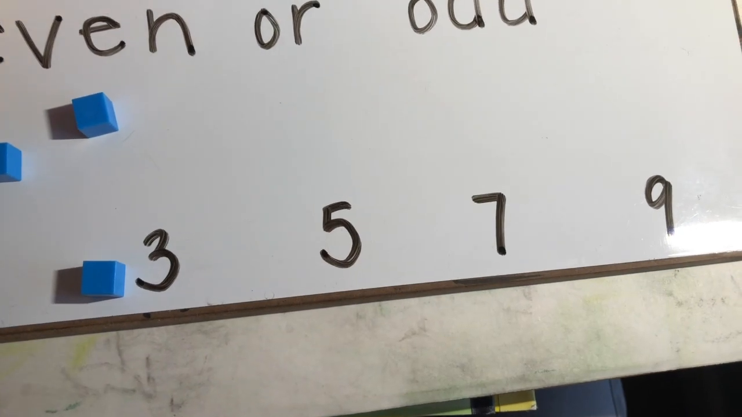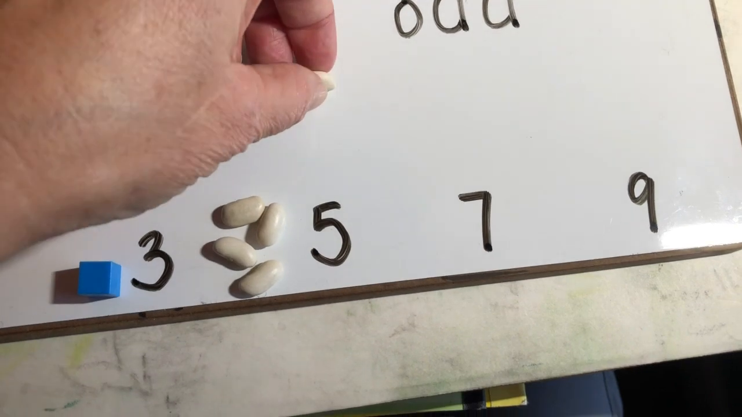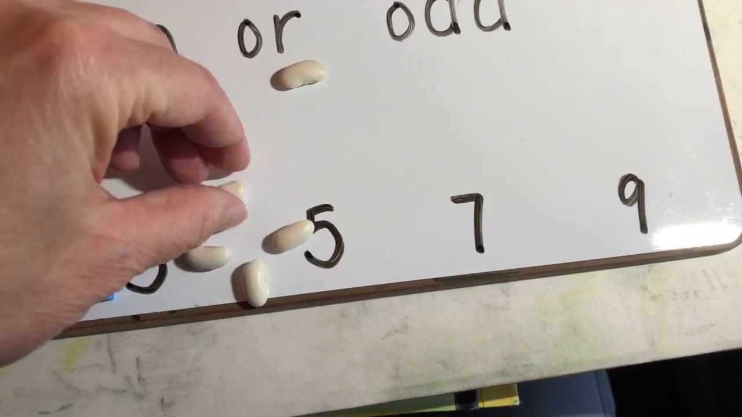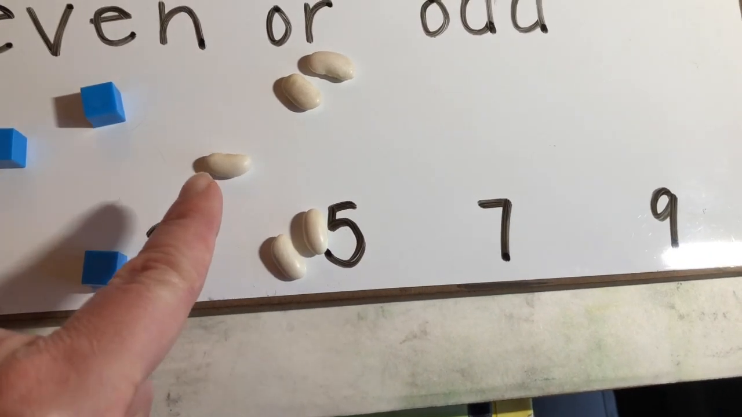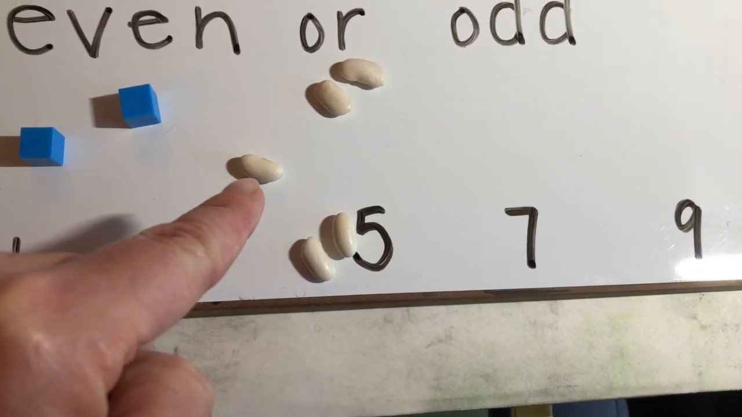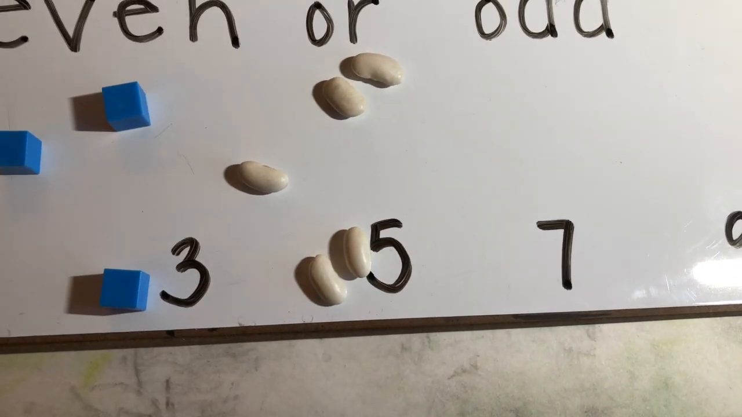All right, now I'm going to try it with 5. All right. 1 for you, 1 for me, 1 for you, 1 for me. Oh, there's a leftover. So I've got 2 equal groups, but I still have 1 left over. Well, that tells me that 5 is an odd number.